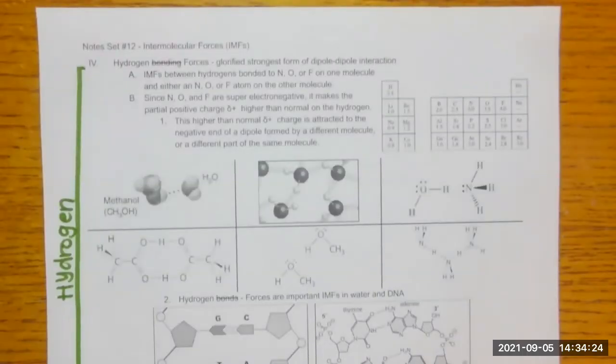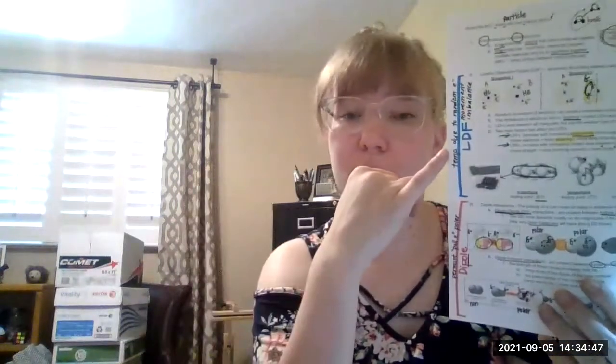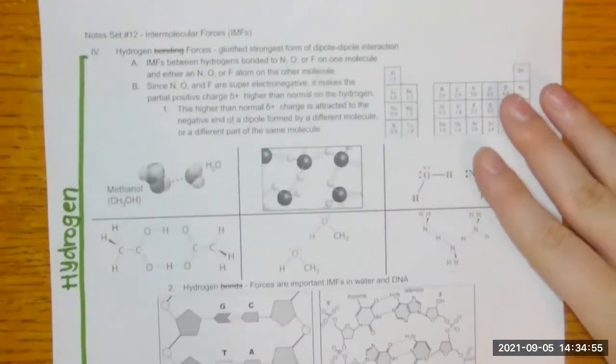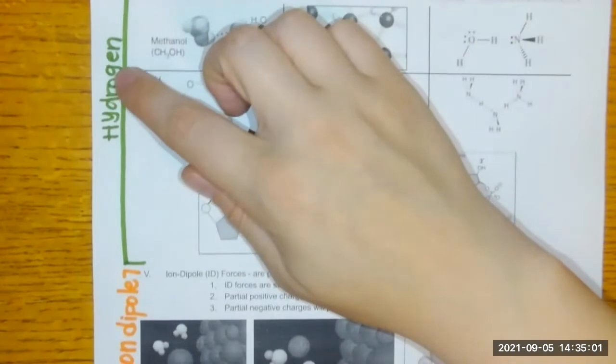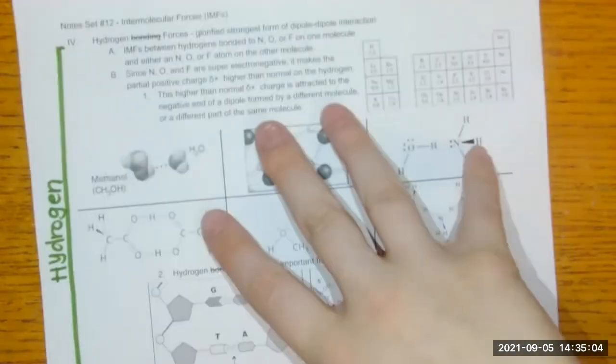All right, so what we're going to do in this video is finish up note set 12 and also finish the homework that was associated with homework 12. So pull those out, and we finished the front side where we went over what London dispersion forces were and also dipole forces. And on the back side for you guys, note set 12, intermolecular forces, we've got hydrogen forces to talk about and also ion dipole.